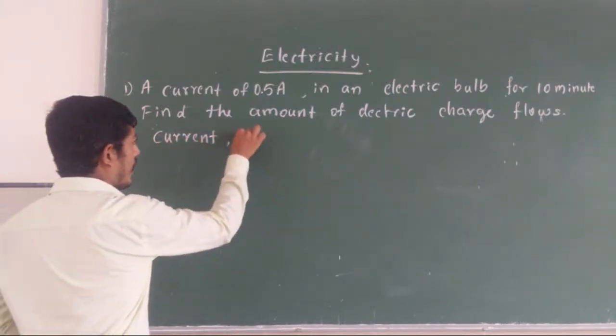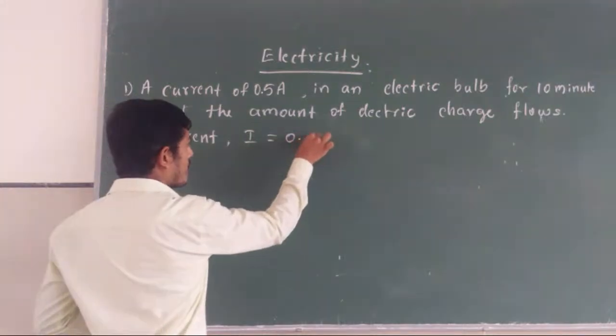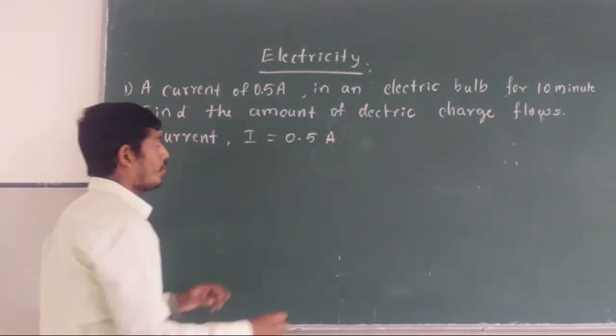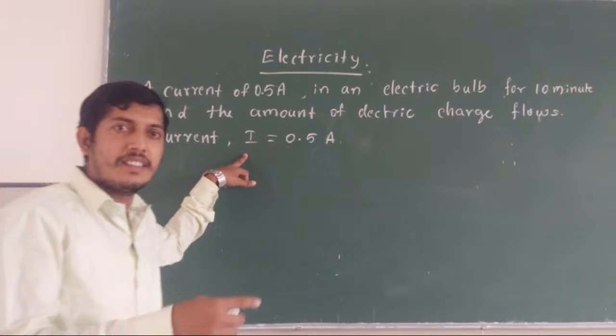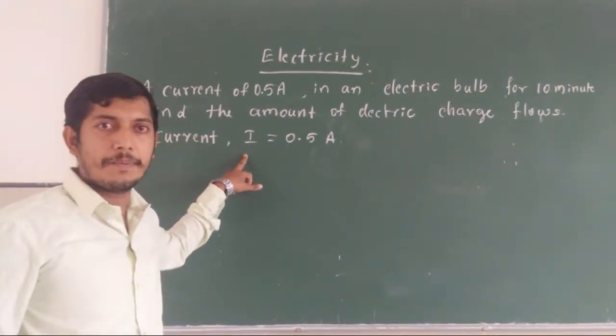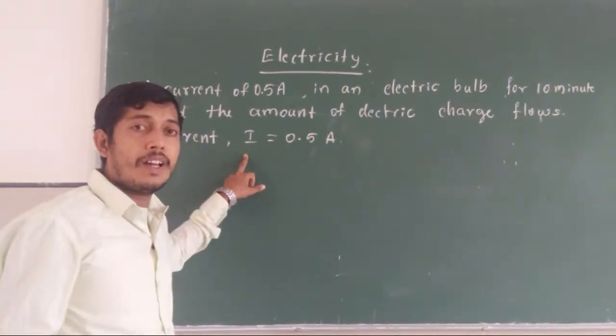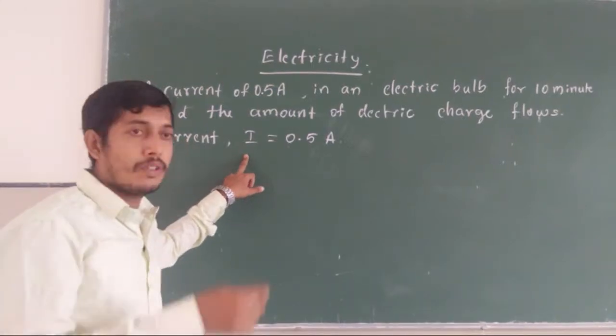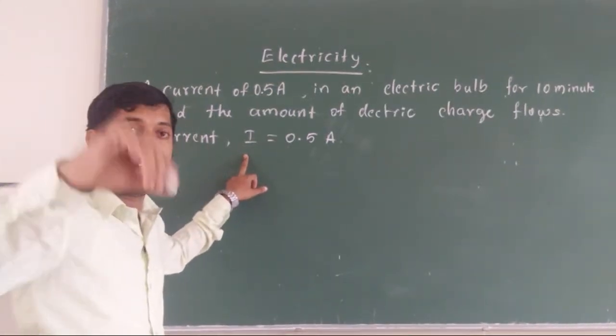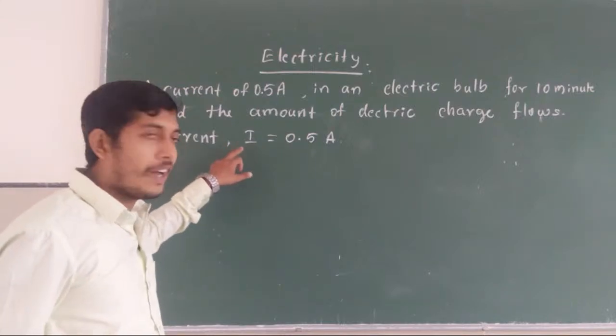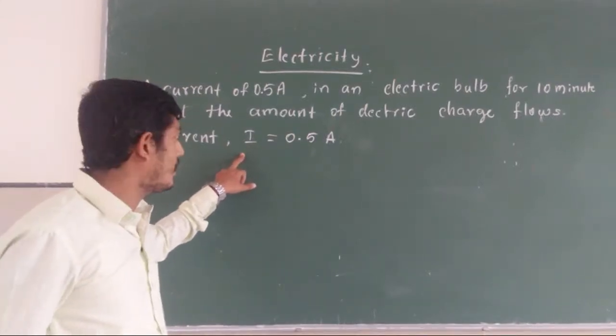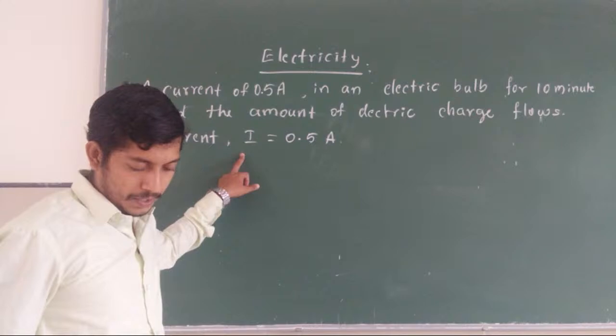Current, that is I, is equal to 0.5. Why do I use I here? Because I is the symbol used to represent the current, and in the formula we do not write the word current, directly we use capital I. So that's why we take I here. It represents the current, that is 0.5.